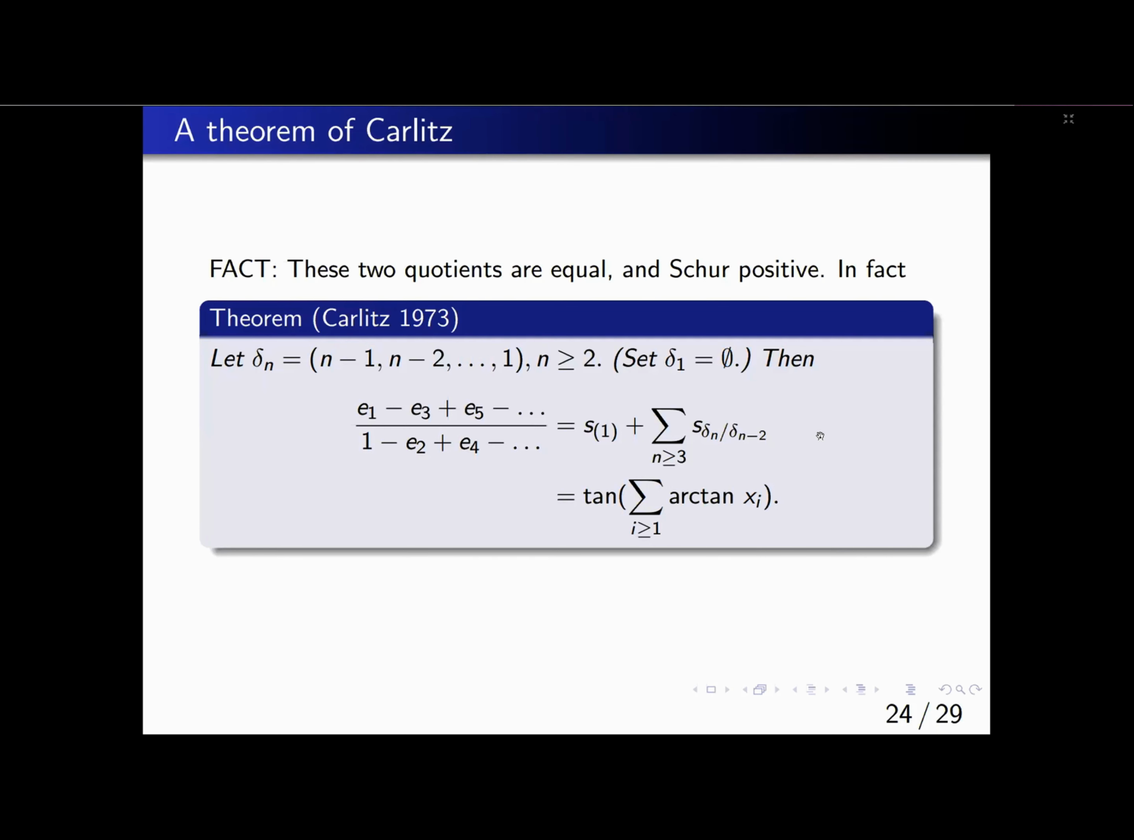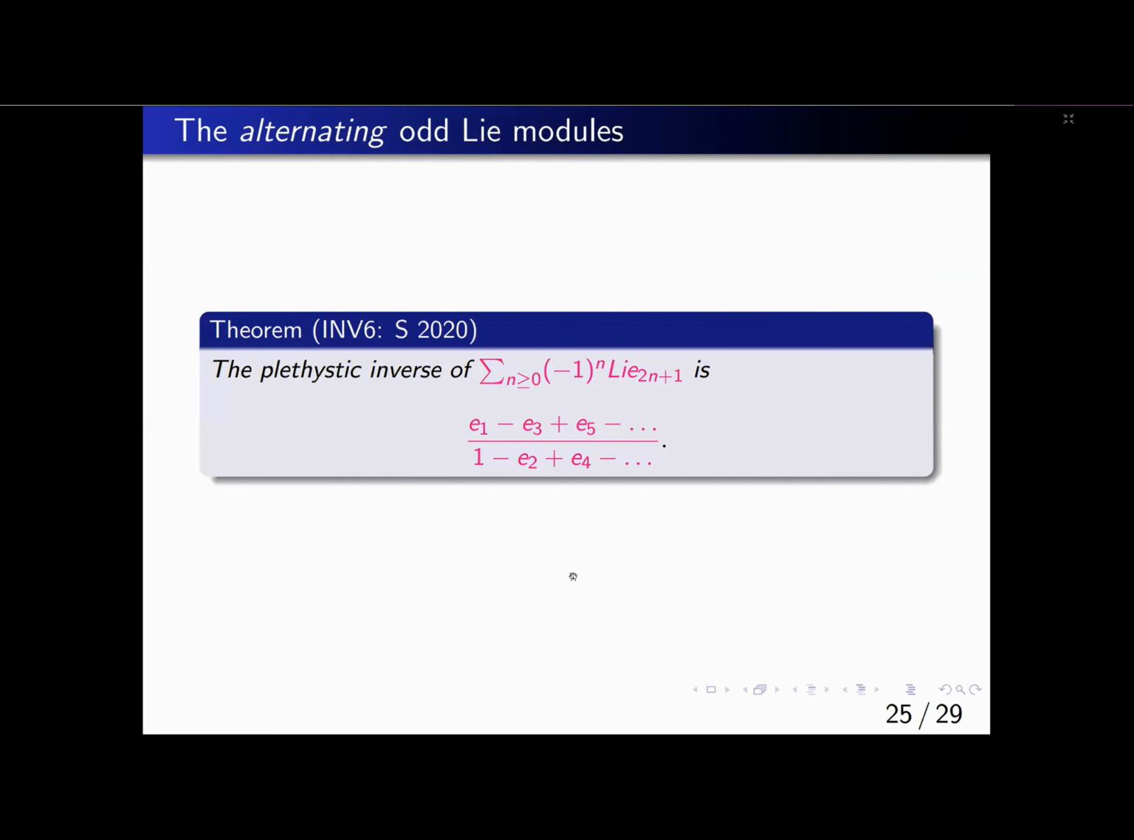It's what you call Schur positive. And then the generating function is similar, sorry, not the same. It's actual tangents instead of hyperbolic tangents. Okay, so here is the next theorem. The plethystic inverse of the alternating odd Lie modules is the quotient of the alternating odds over evens.